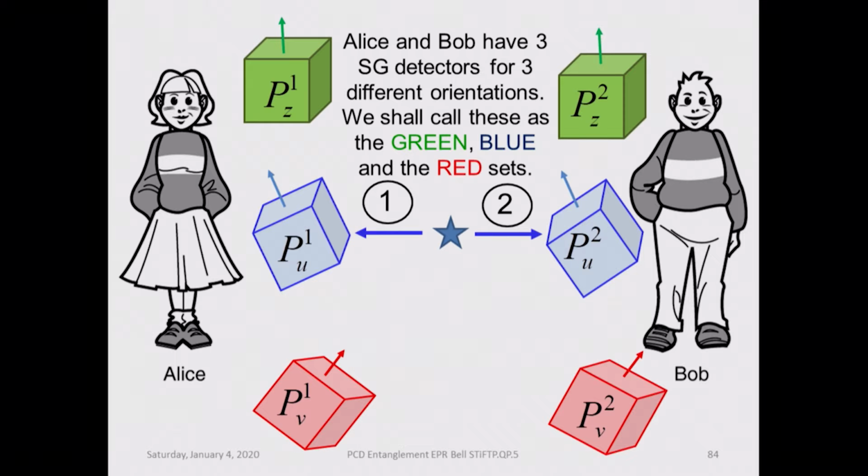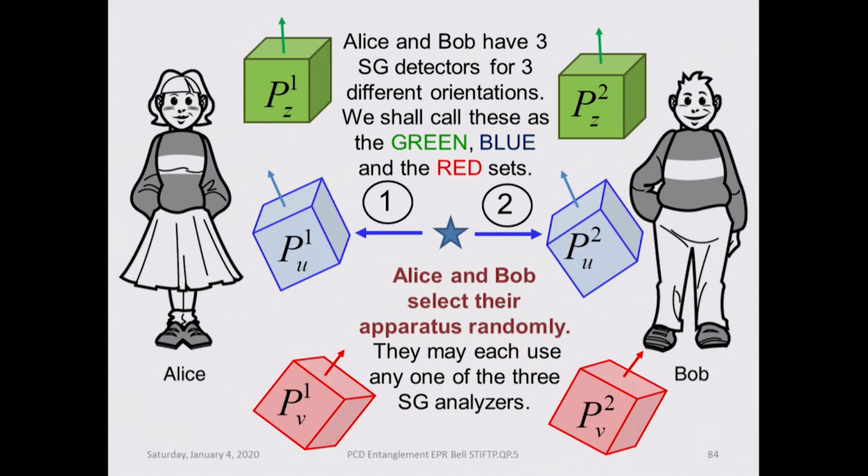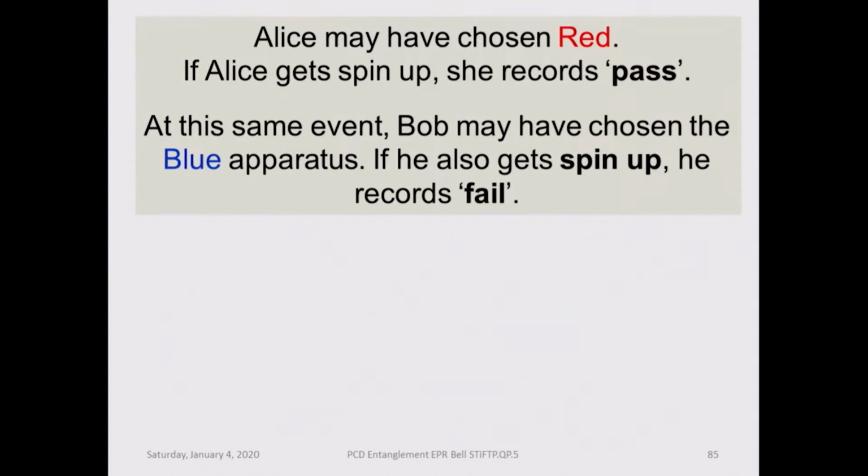So, we begin with these three different apparatus which Alice and Bob have, which can be oriented at different angles, and the colors only represent these orientations. Okay, so, you have a one-to-one mapping between the color and the angle at which the magnetic field is oriented. There is nothing beyond it, and they could use any of the three orientations or any of the three colors.